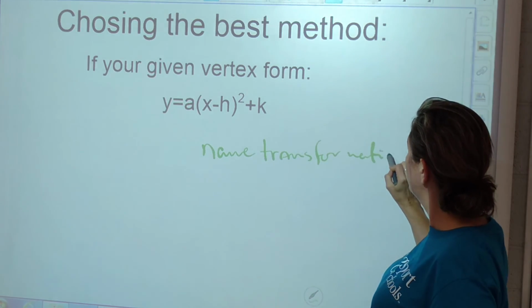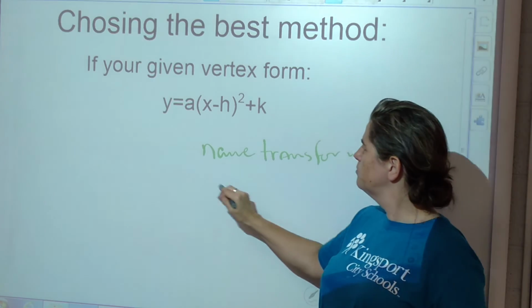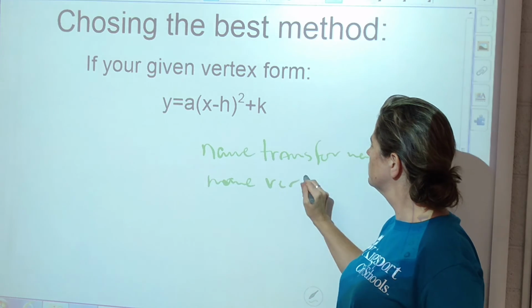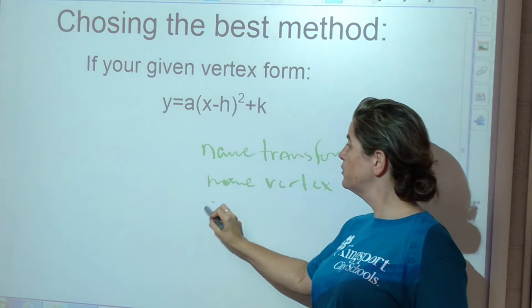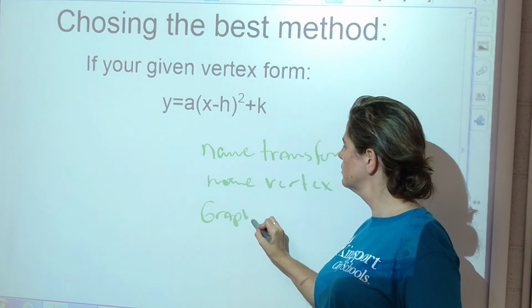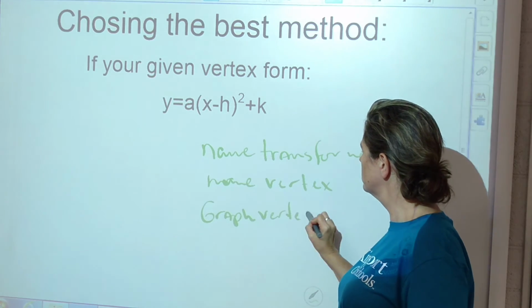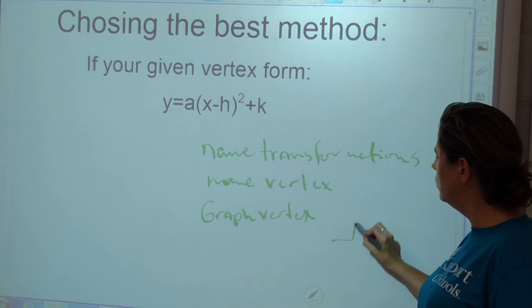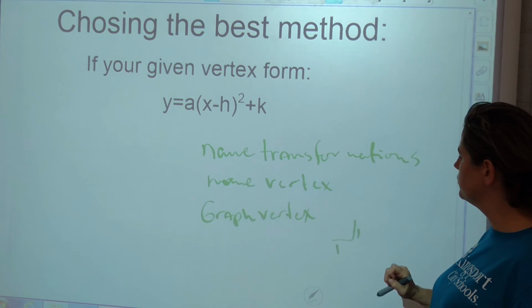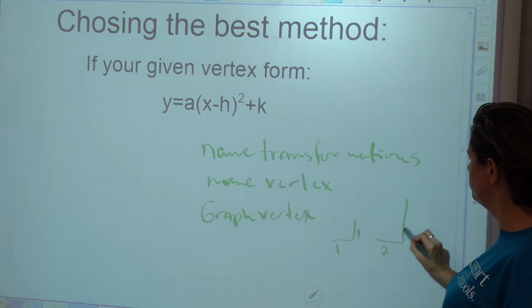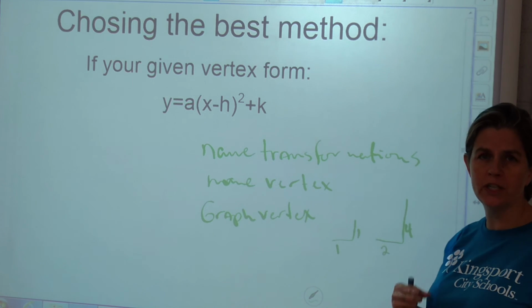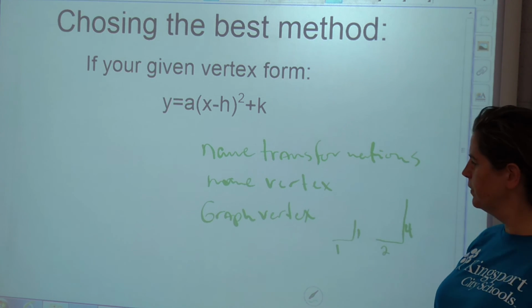And then all you have to do is name your vertex, graph your vertex, and then simply move the 1, 1 point based on the transformations, and move the 2, 4 point based on the transformations. So reflect it or stretch it, whatever way you need to do.